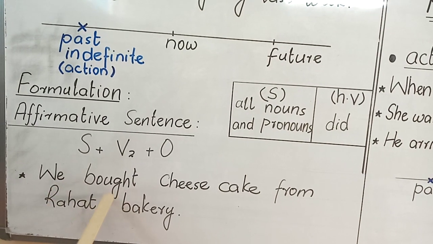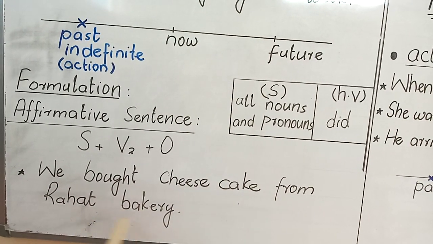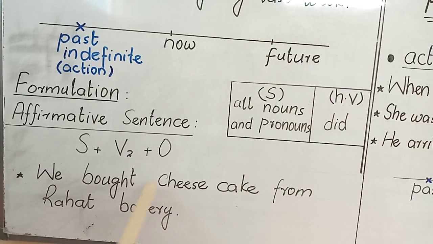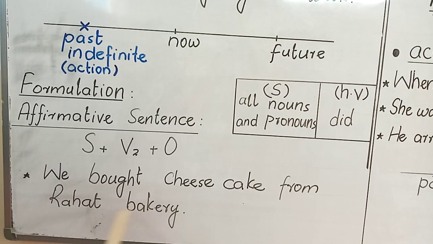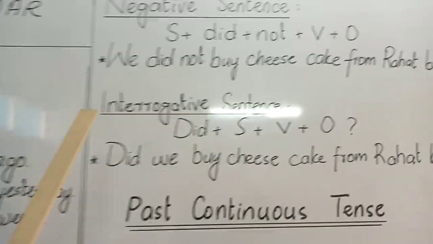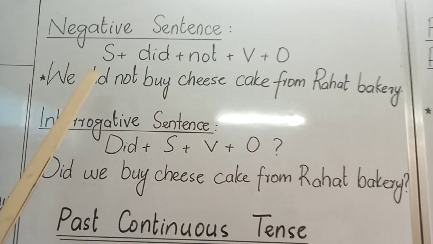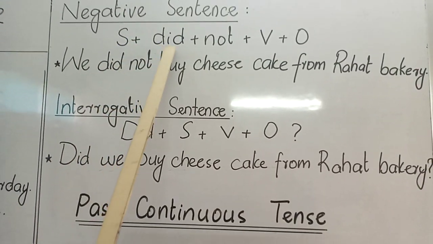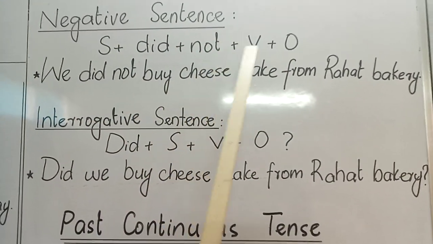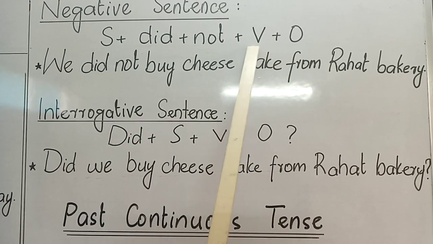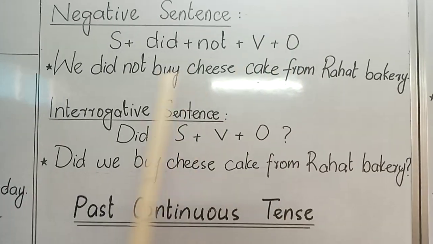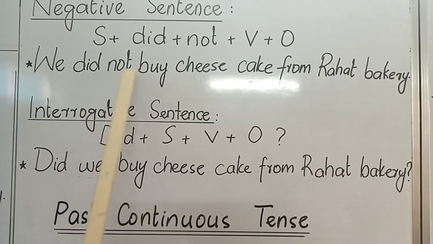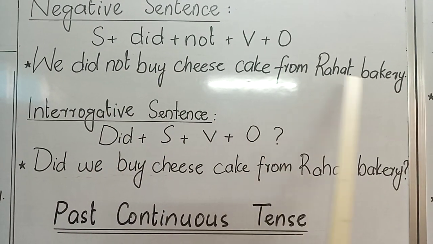Example is we bought cheesecake from Rahat Bakery. So in past, sometime in past, we bought a cheesecake from Rahat Bakery. So come to the negative sentence. The structure or the formula of negative sentence is subject plus did plus not plus verb, and that is the base form of verb, the root form of verb, and object. Example is we did not buy cheesecake from Rahat Bakery.